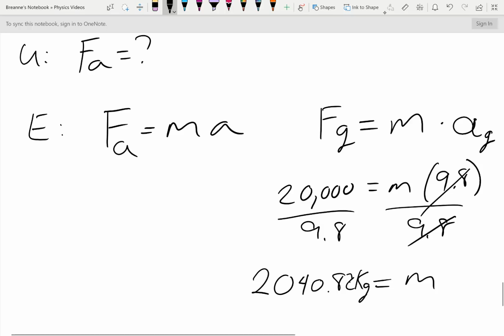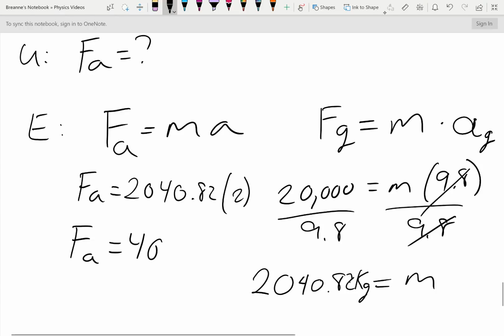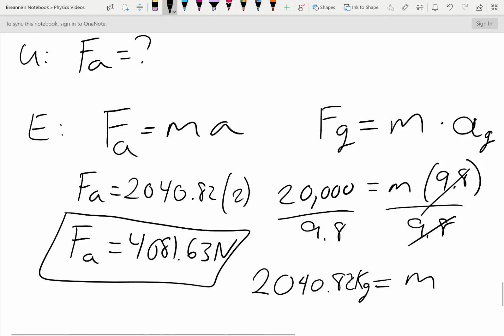And so you're able to find your force applied because you take your 2,040.82 times your acceleration, which was 2. You just plug that into your handy-dandy calculator, and you get that your force applied equals 4,081.63 newtons. So this was a two-step problem. You had to find the object's mass. You can do that by using your force of gravity. You can find your object's mass anytime you have force of gravity, because you know the acceleration on Earth is just 9.8, and then you had to multiply that by your acceleration. So that was number 5.